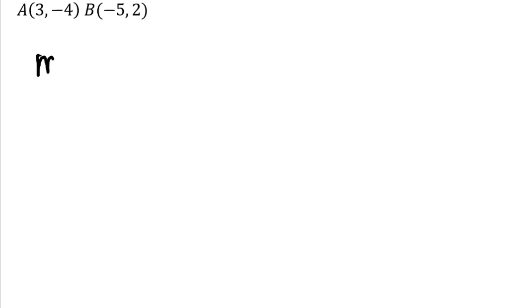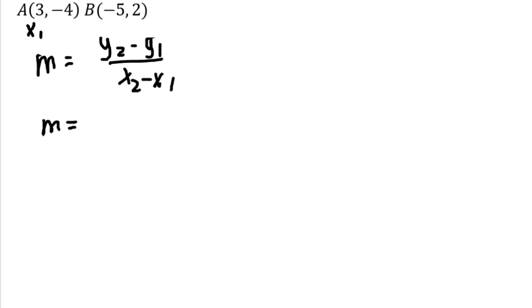Now let's try this one. We have (3, -4) and (-5, 2). So we all know the first step. We're just going to write down the formula and then we're going to assign values. So x sub 1, x sub 2 over here, y sub 1, y sub 2.